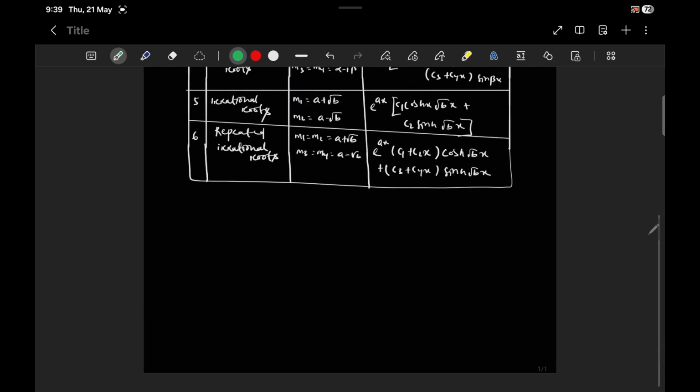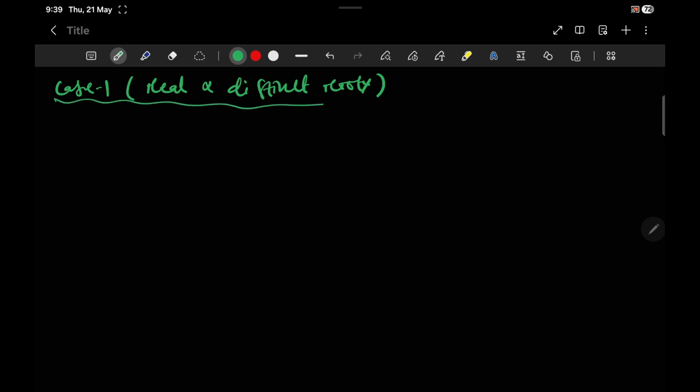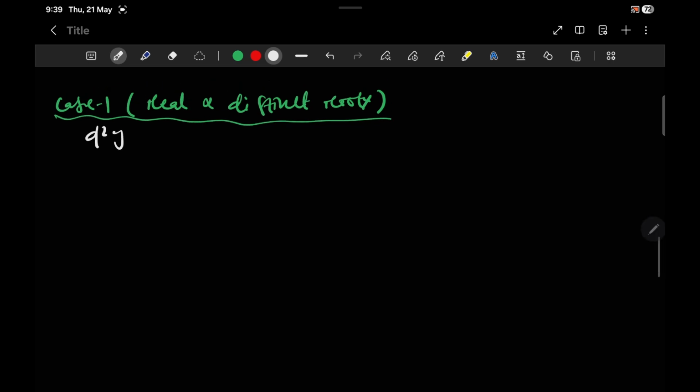So case 1: real and distinct roots. Let's take an example of case 1: d square y divided by dx square, minus 5 dy by dx, plus 6y is equal to 0.